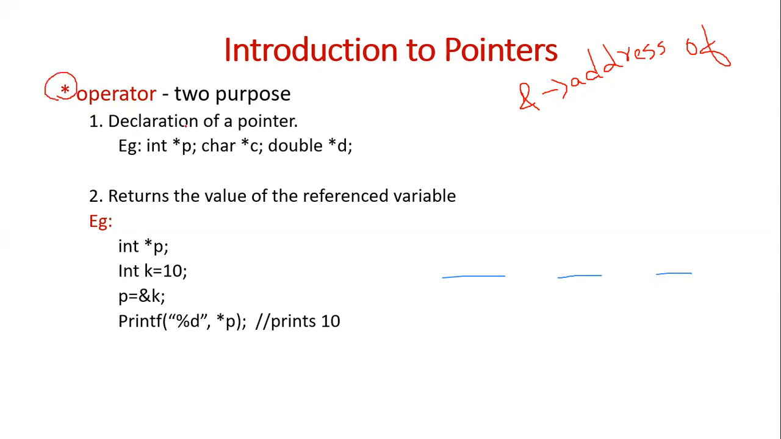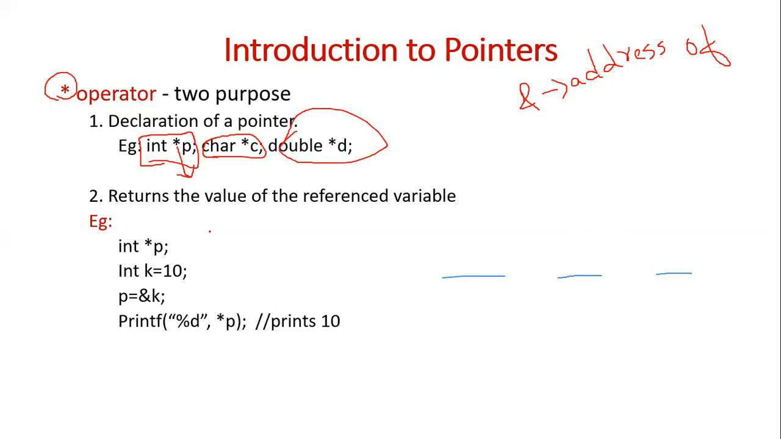While declaring a pointer we also use star. So here int star p, the star does not refer to value at. Here star indicates that p is a pointer. P is a pointer to an integer. Char star C indicates that C is a pointer to a character. Double star D means that D is a pointer to a double. So here the star operator is used to declare pointers.